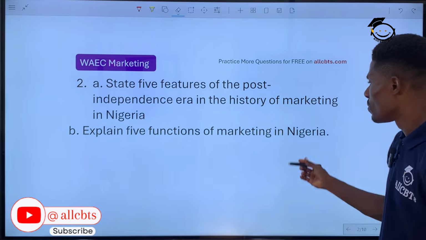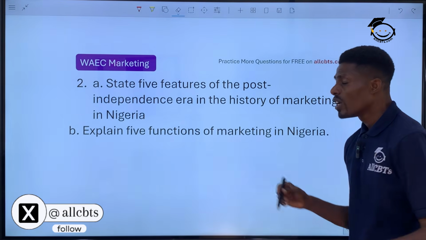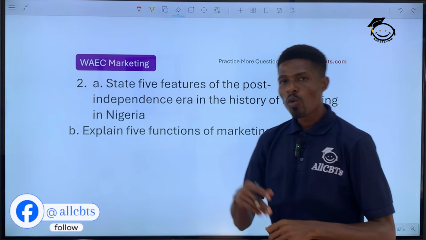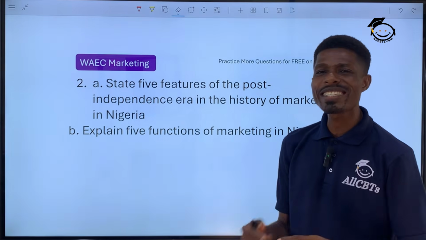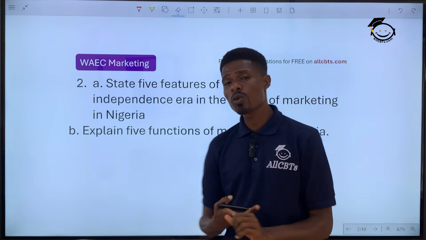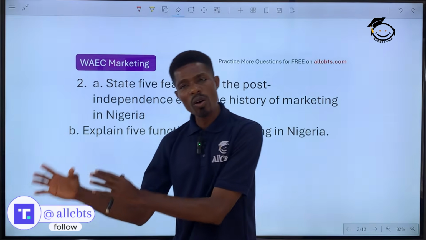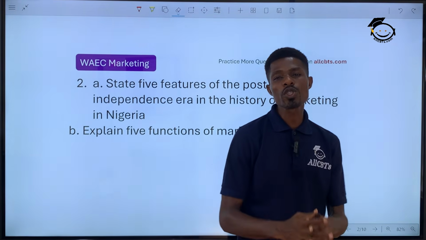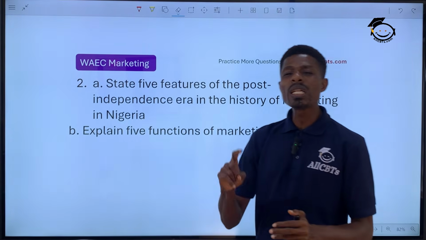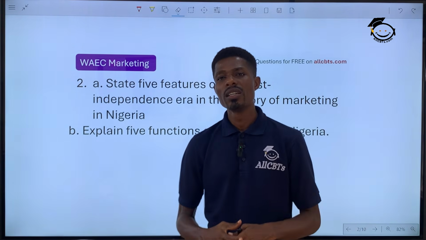Let's look at the B section. Explain 5 functions of marketing in Nigeria. The first function is buying and selling. What does this mean? Marketing facilitates exchange of goods and services. Second function is transportation. That is the movement of goods from the producer to the final consumer. The third is storage or warehousing. This is when goods are stored until they are needed by customers or consumers in the market.